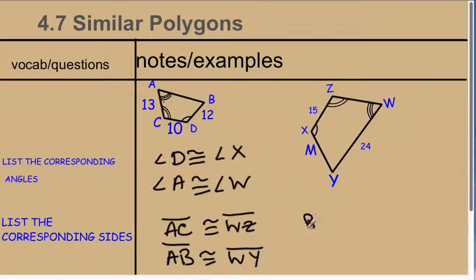BD, side BD, nothing to 1 is Y to X, corresponds to YX. Whoops, I don't know what I'm doing here. Hold on. Come to YX, it corresponds. And last but not least, DC, side DC, 1 to 2 corresponds to XZ. All right, those are our corresponding sides.